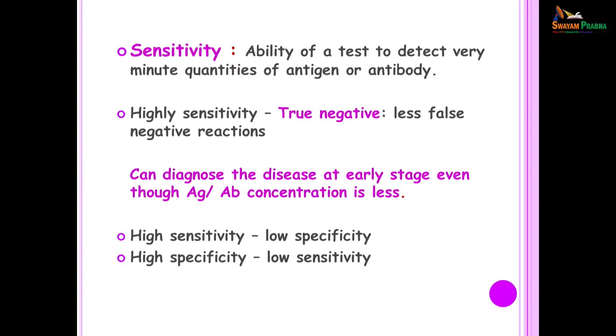Sensitivity: the ability of a test to detect very minute quantities of either antigen or antibody. Highly sensitive tests are those which show true negatives, so there are fewer false negatives. They can diagnose the disease at an early stage, even though the quantity of antigen or antibody may be less. Usually, a highly sensitive test shows low specificity and a highly specific test shows low sensitivity.